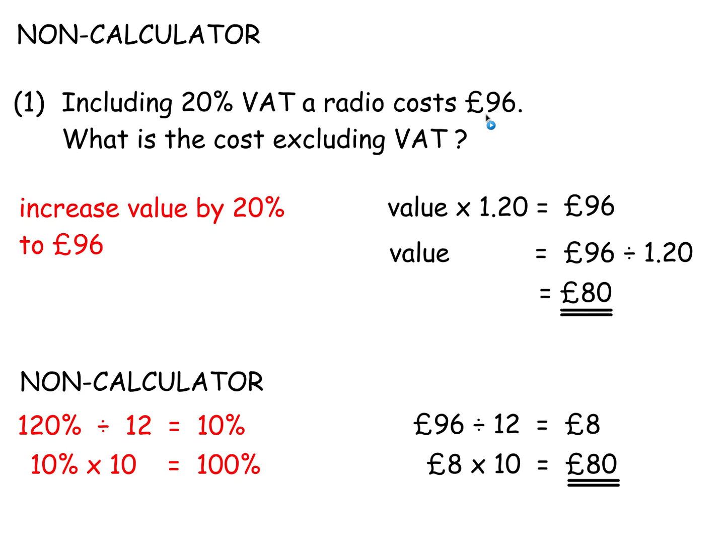You have to think, a 20% increase, this is £96 worth 120% of the original. How can I get back to an easy percent? If I divide by 12, I get to 10%, and I can times 10% up by 10 to get 100%.